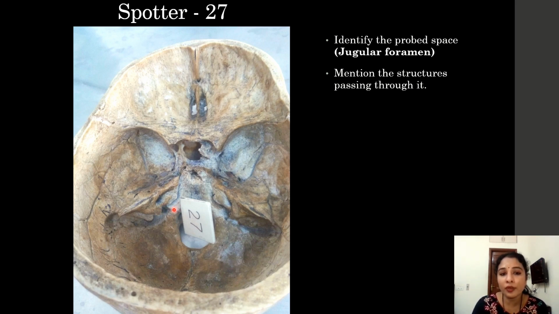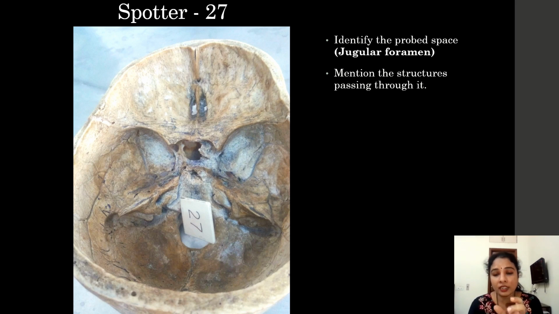Here is one more foramen in the dry skull, which can be asked in a wet specimen also. So this is jugular foramen. This is jugular foramen, which separates the petrous part from the occipital bone. Here we can see this one is the internal acoustic meatus, and this is the jugular foramen, which is irregular shaped foramen. And structures passing through the jugular foramen are 9th, 10th, 11th cranial nerves.